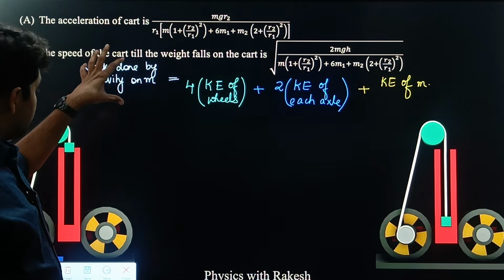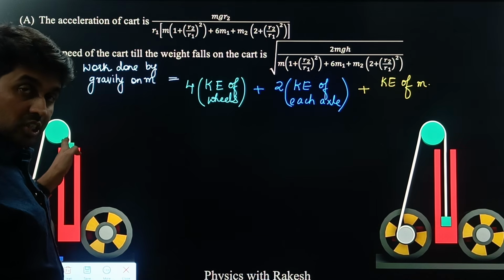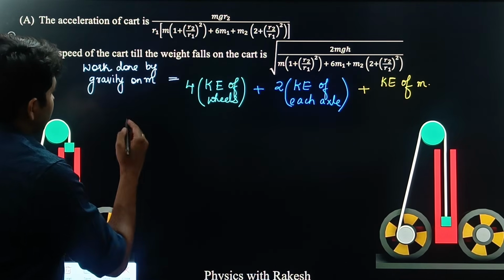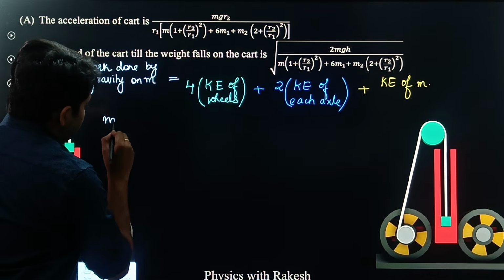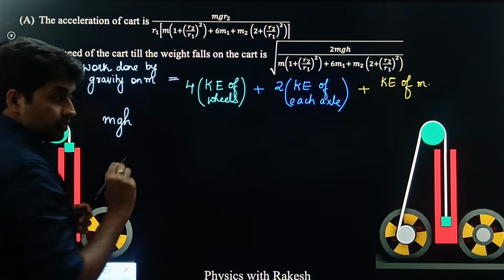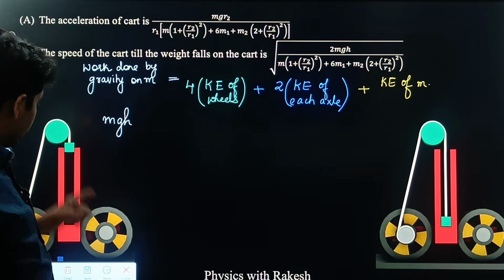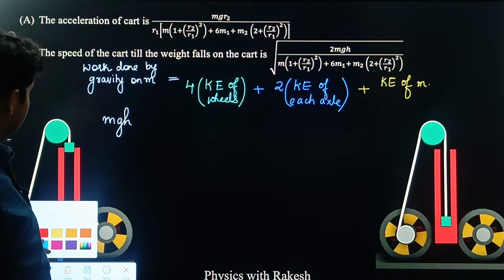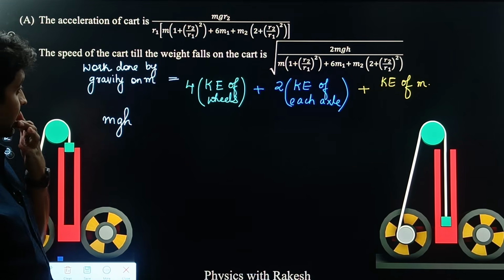What is the work done by m? M is, see, this height is h. M is falling down by height h. So the work done will be m into g into h. That is the work done by gravity on this mass when it falls by height h.